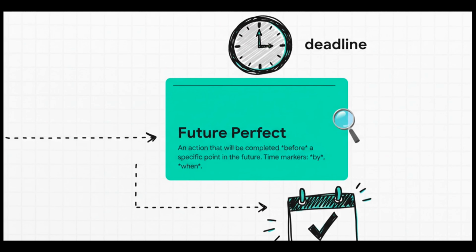So, the most important thing to remember for the future perfect is that it's all about deadlines. Look at this sentence: "I will have retired by the time I'm 65." The action, the retiring, will be finished before that future moment arrives. It's like you're standing at that future point in time, looking back at something that's already completed.